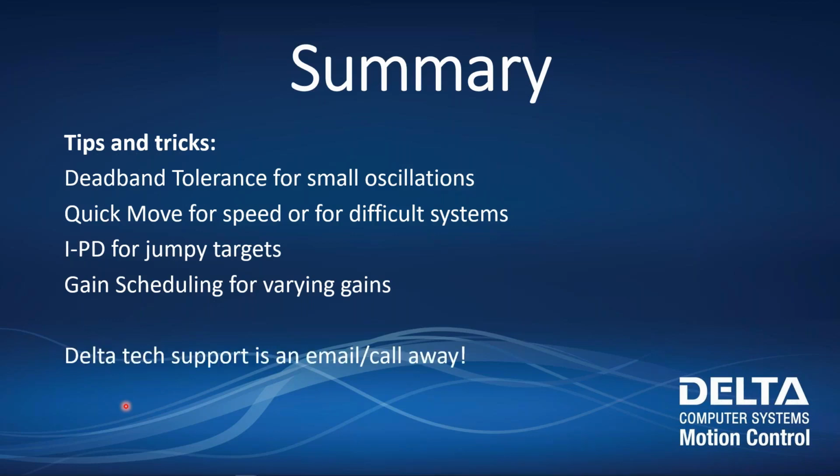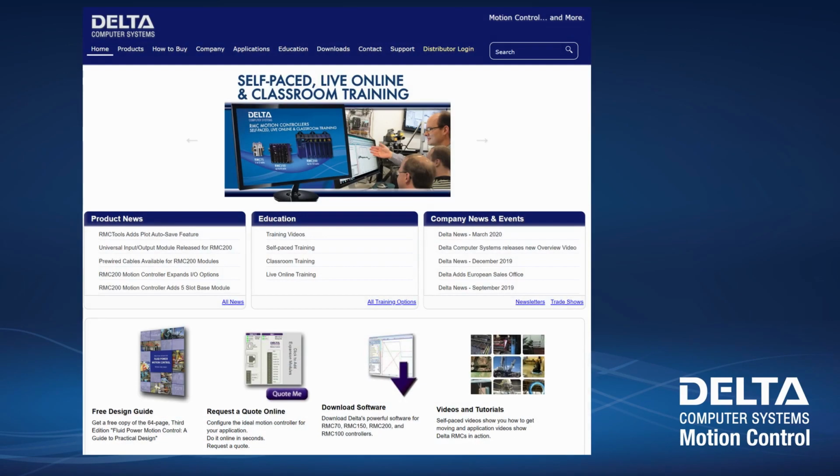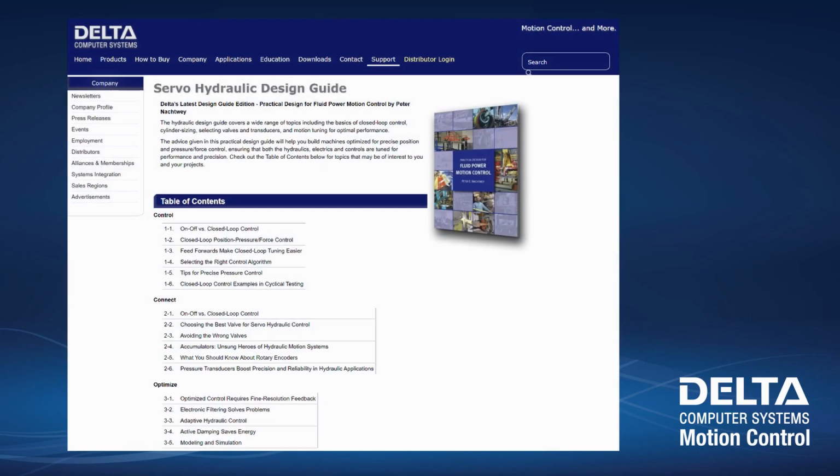And remember, Delta Technical Support is only an email or call away. And I also want to bring your attention to the hydraulic design guide. You can go to Delta's website. It's on our home page. Looks like this, says free design guide. If you enter your contact information, we will email you a real paper copy of the design guide that will help you design a system that works very well, so you hopefully don't have to use I-PD or quick move or deadband tolerance or maybe even gain scheduling because the system's designed so well.